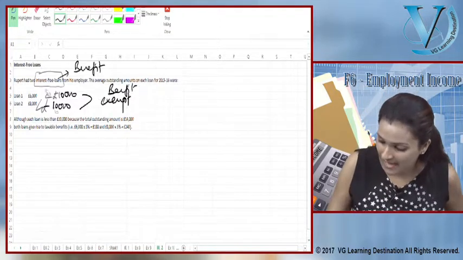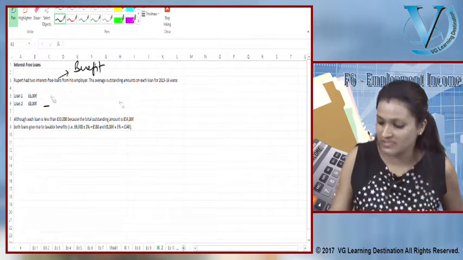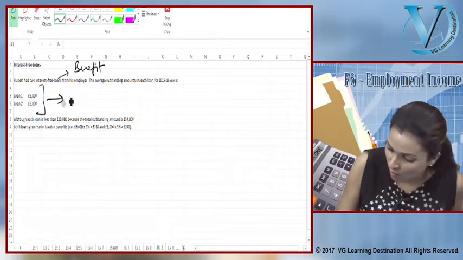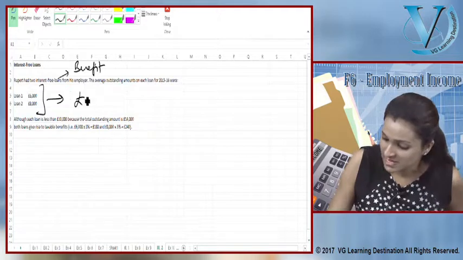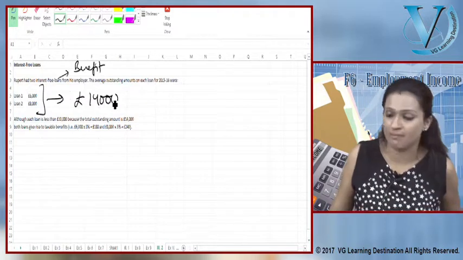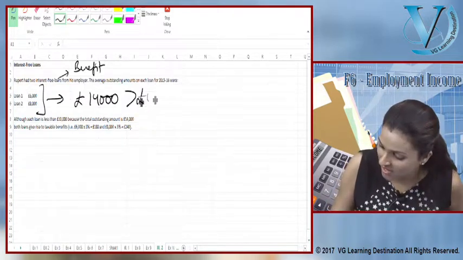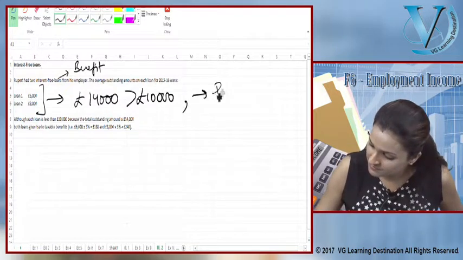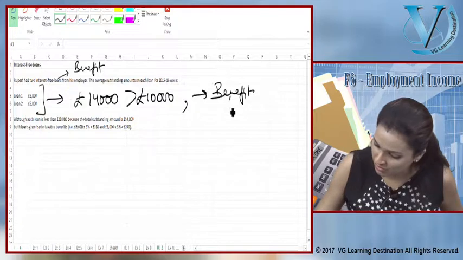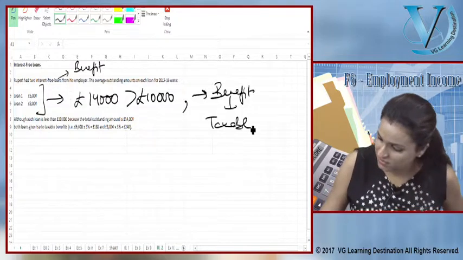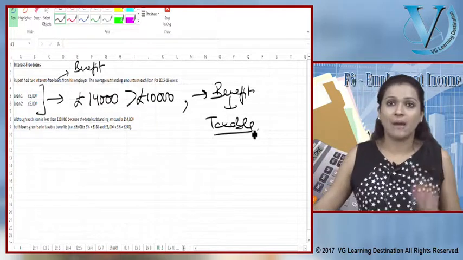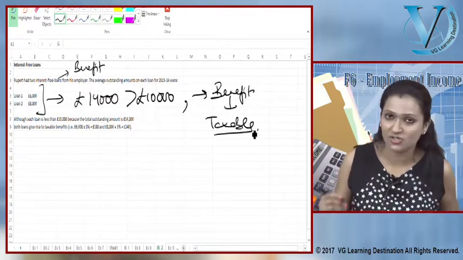However, what happens here is that the rule states that you're going to look at the summation of all the outstanding loans, which equals £14,000, which is greater than £10,000. Definitely this is going to be a benefit which is taxable. So basically both the loans are going to get taxed at the applicable rate of interest, which is 3%.